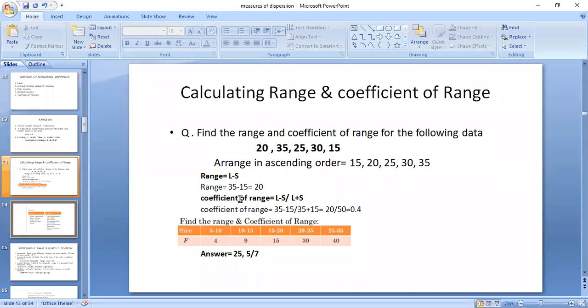And to find the coefficient of range, we will add the largest and smallest values, as we have already calculated the range. So their sum will yield 50. So 20 over 50 is equal to 0.4.